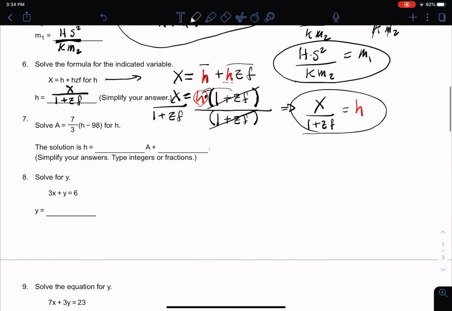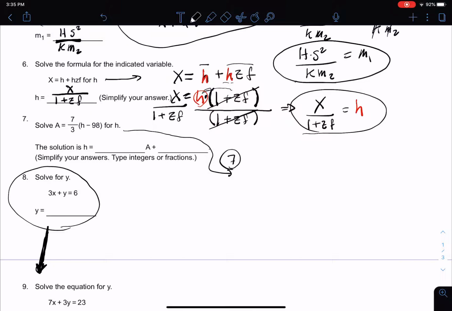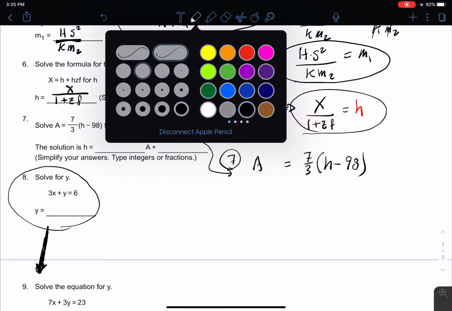Okay, let's move on to 7 and 8. I think we'll take 8 and bump it down here for space. So 7 will go right here. Number 7 says A equals 7 thirds times h minus 98, and it says to solve for h. Solve for h.